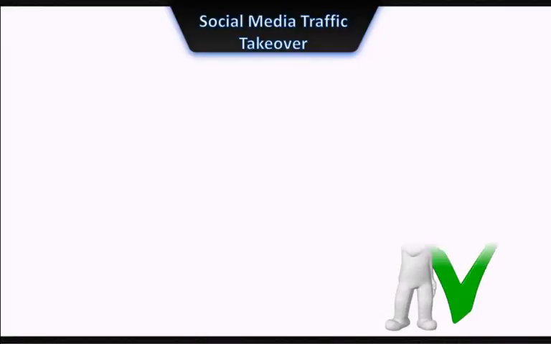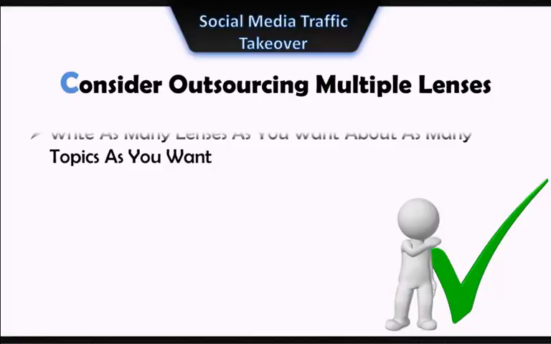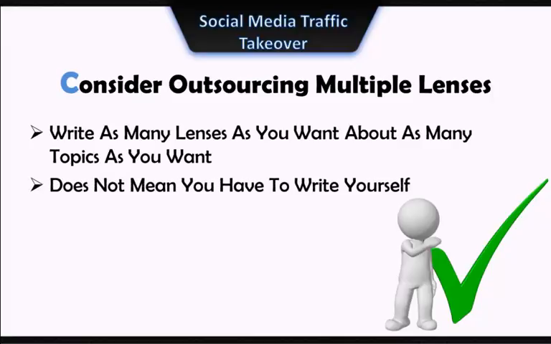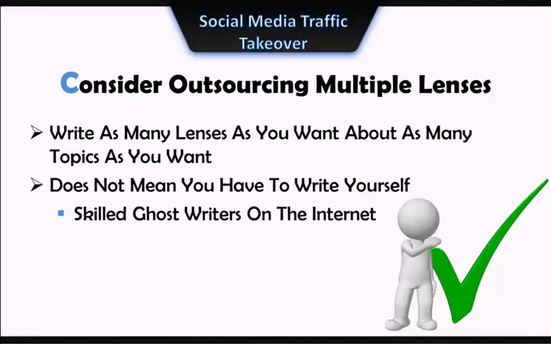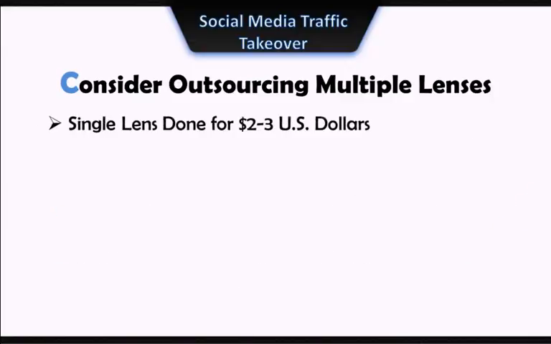Consider outsourcing multiple lenses. One good thing about Squidoo is that you can write as many lenses as you want, about as many topics as you want. This does not mean, however, that you have to write them yourselves. There are a lot of skilled ghostwriters on the internet. The best part is that many of them will work for a very low price, especially since many of these writers can be found in third world countries. You could get a single lens done for as low as $2 to $3 US.